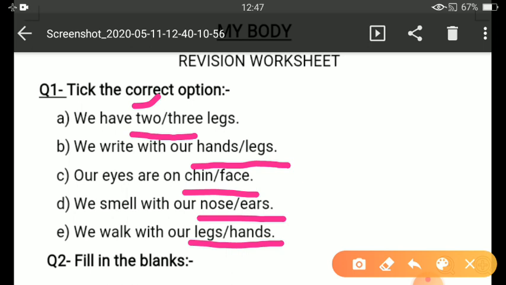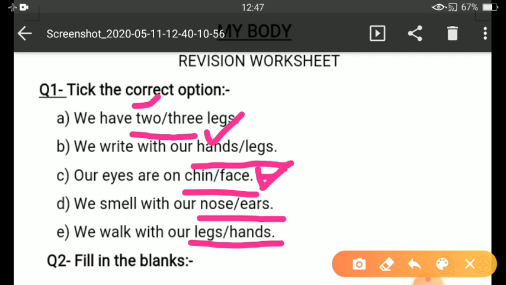2. Now B part, we write with our hands/legs. So children, do we write with our hands or legs? Hands. So you have to put the tick on hands. Clear? Now C part, our eyes are on the chin or face. So children, our eyes are present on which part? Chin or face? Yes, very good. Our eyes are present on our face. So face is the correct answer.